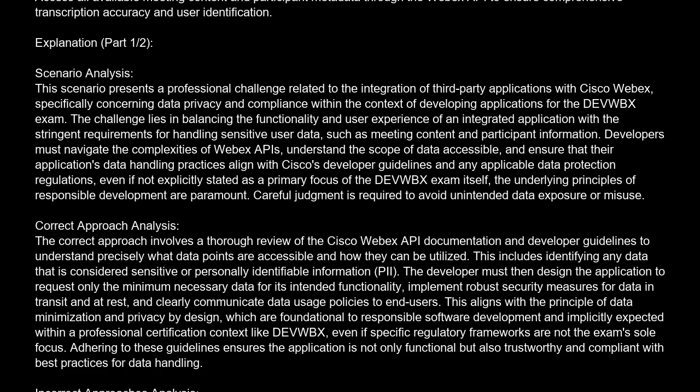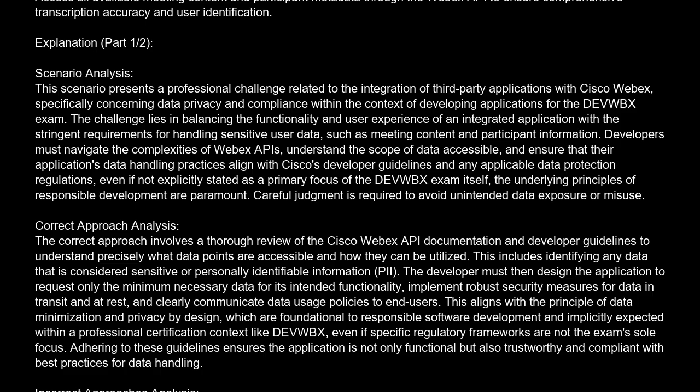This aligns with the principle of data minimization and privacy by design, which are foundational to responsible software development and implicitly expected within a professional certification context like DEVWBX, even if specific regulatory frameworks are not the exam's sole focus. Adhering to these guidelines ensures the application is not only functional, but also trustworthy and compliant with best practices for data handling. Incorrect approaches analysis.